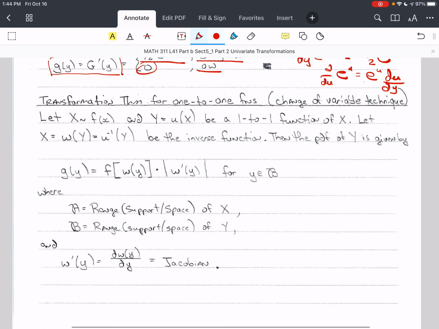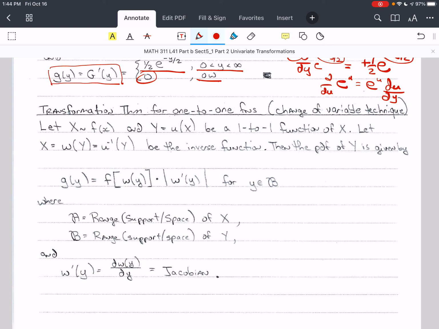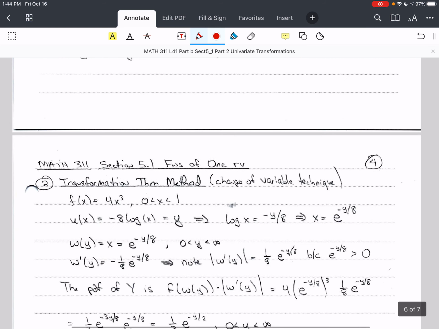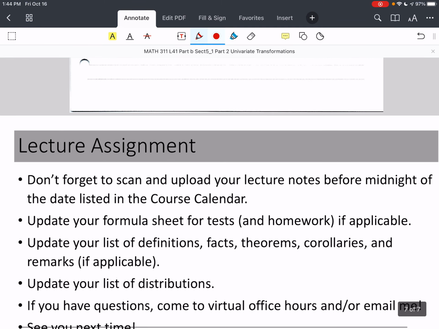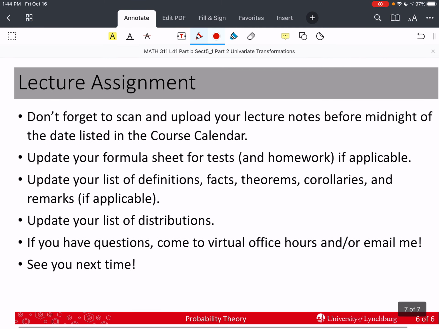So in the next video, we will start with the transformation theorem. And then we will go from there. So please don't forget to scan and upload your lecture notes before midnight, the date listed in the course calendar.